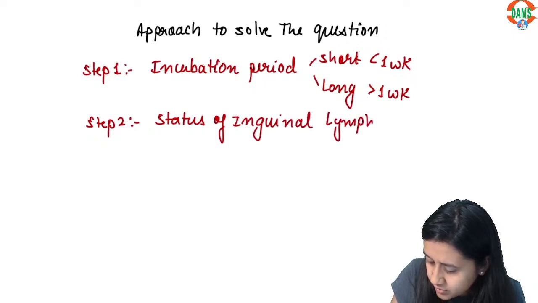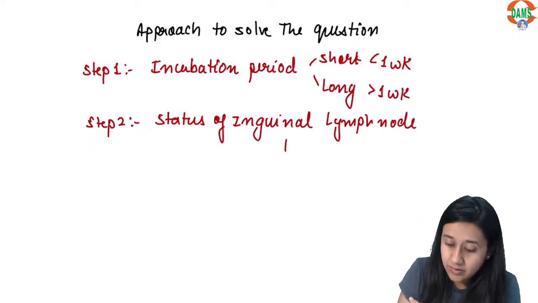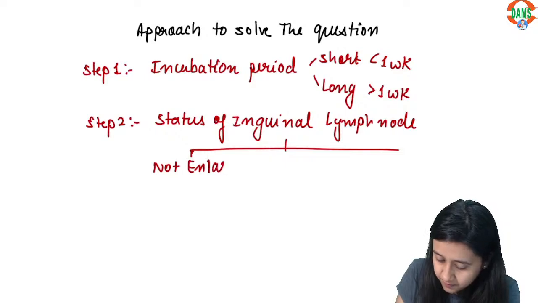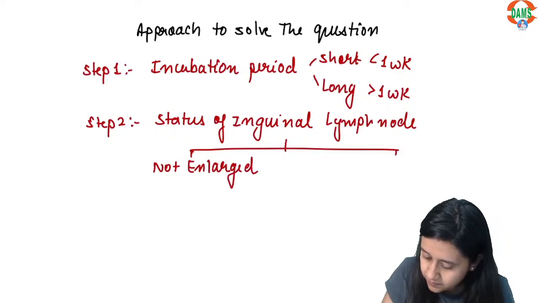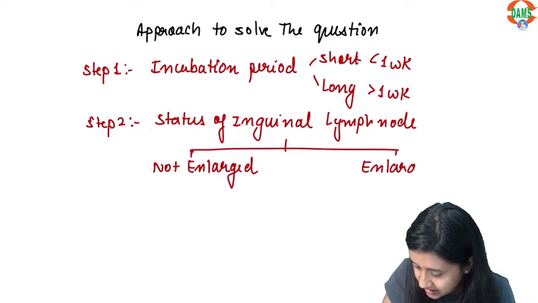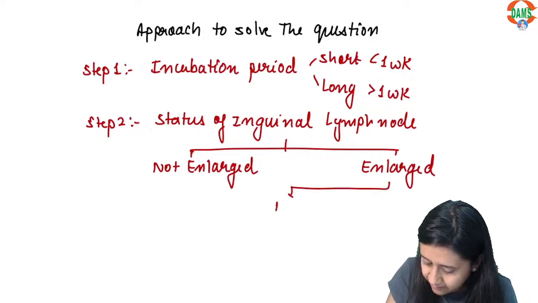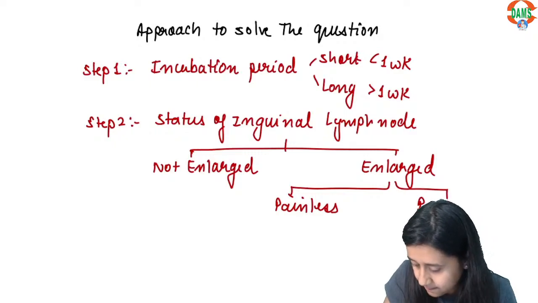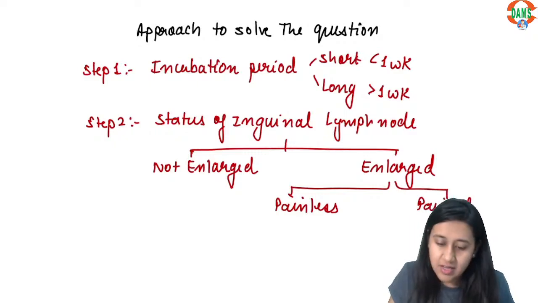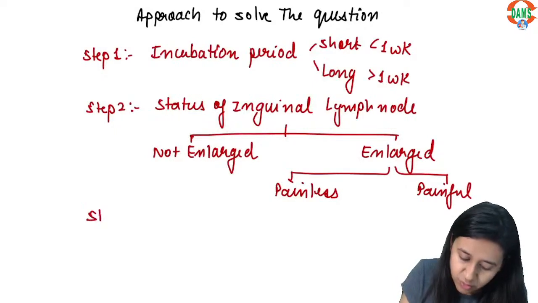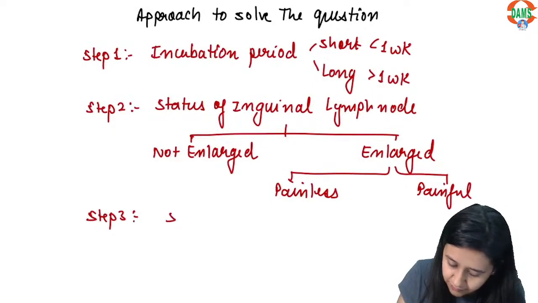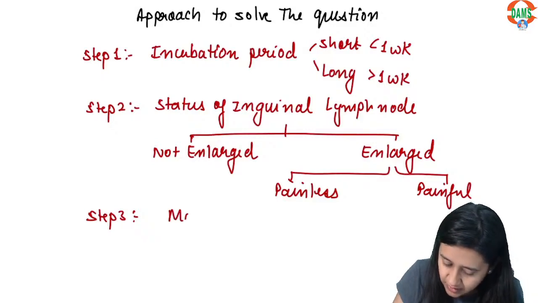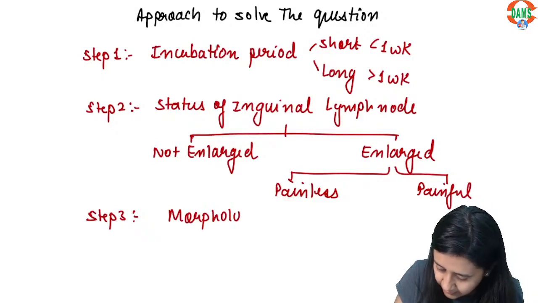Step number 2, we will look for the status of inguinal lymph node, whether the inguinal lymph nodes are enlarged or not. If it is enlarged, whether it is painful or painless. We are talking about the lymph nodes here. And step number 3, we have to look for the morphology of the genital ulcer. How does the genital ulcer look?